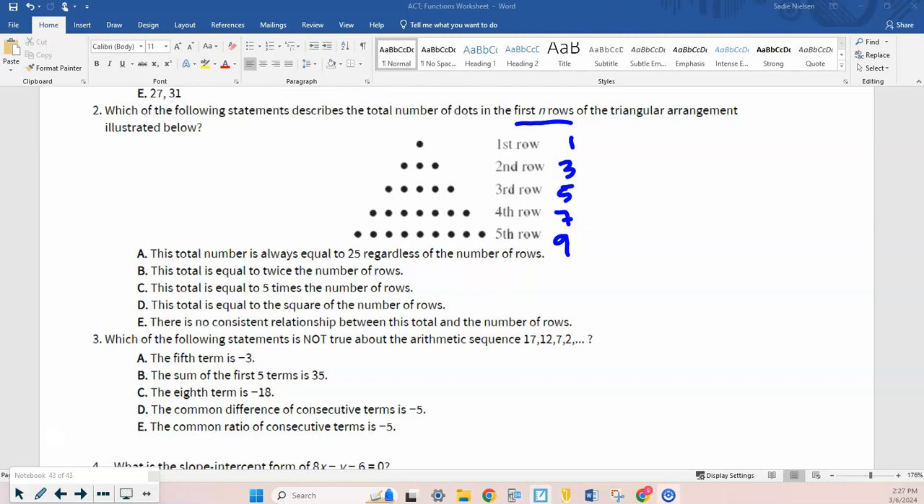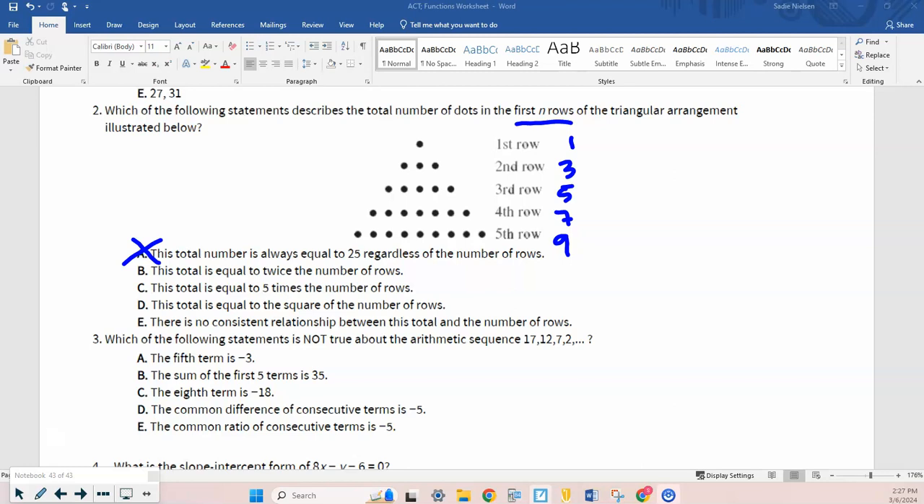So if I were to add on another row of dots, each time it's going to be like the next odd number. So if I were to add on 11, the number's not going to consistently stay at 25. Are we okay with that first part? So that means A is out. Can't use A, it's off.